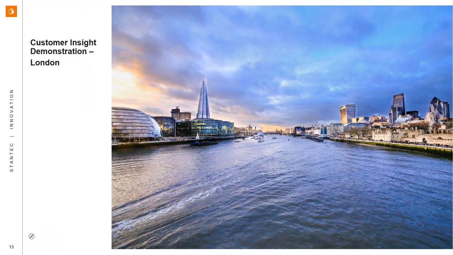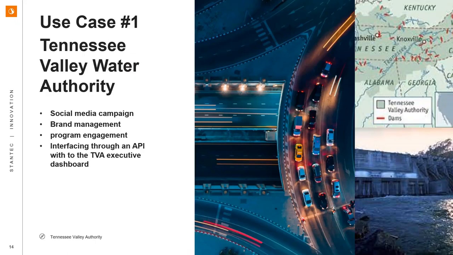And there are other use cases. So we're using Customer Insight with the Tennessee Valley Authority as a part of their new social media campaign, brand management and program engagement. We're interfacing through the Customer Insight API directly into an executive dashboard that we're also managing for TVA, consuming a lot of different social media data and providing those views and analysis that are very important to some of the bigger projects that TVA has ongoing.